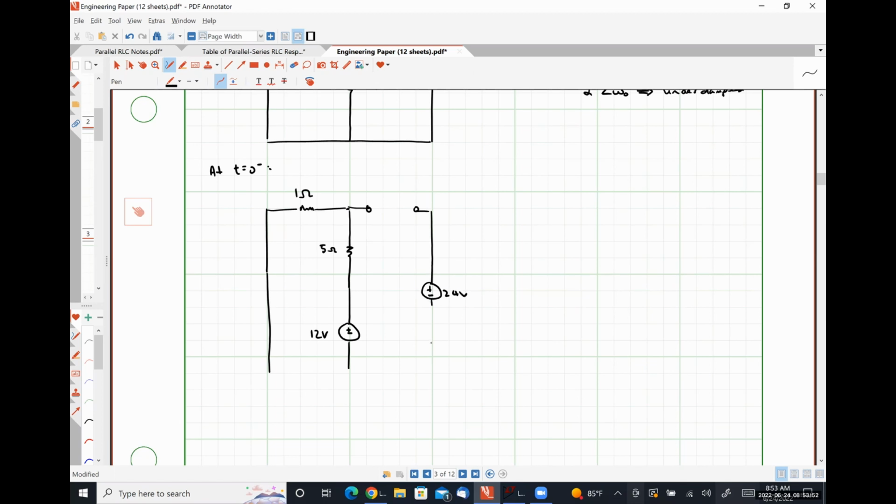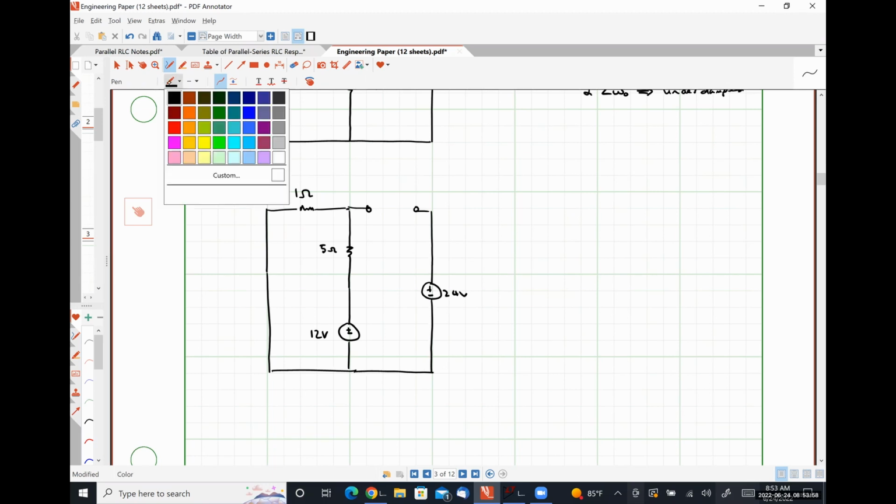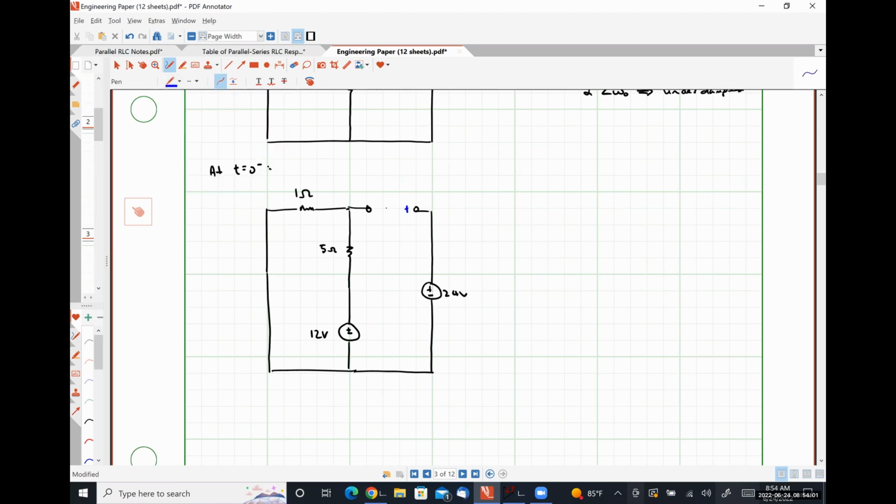Here's my 24 volt source. Let me label our quantities of interest. So here is VC of 0 minus that we need to determine. Here is VL at 0 minus. And here is IL at 0 minus. So let's start with the lowest hanging fruit here. VL at 0 minus will always be 0 volts because the voltage drop over a short circuit has to be 0.